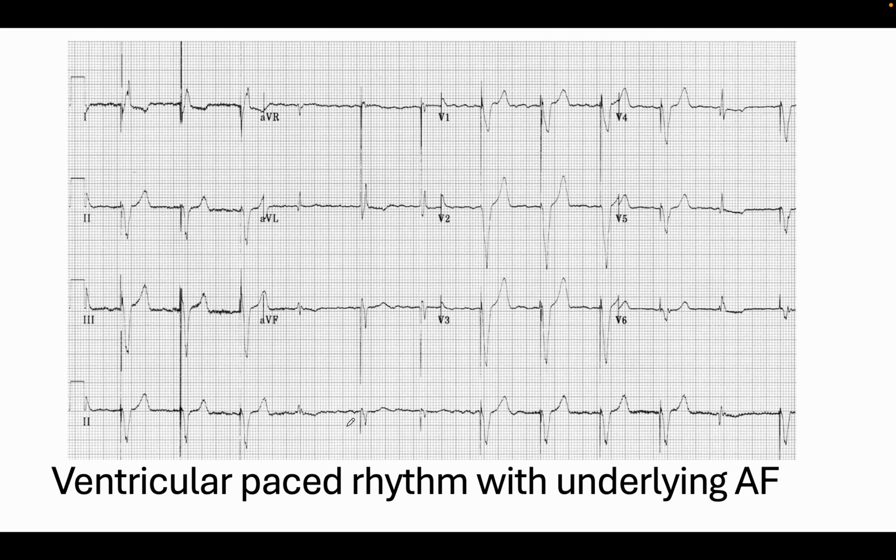So this is underlying atrial fibrillation, and you can see that each QRS is preceded by quite a generously huge pacing spike, likely to be a unipolar pacemaker, and you can see that left bundle branch block pattern.